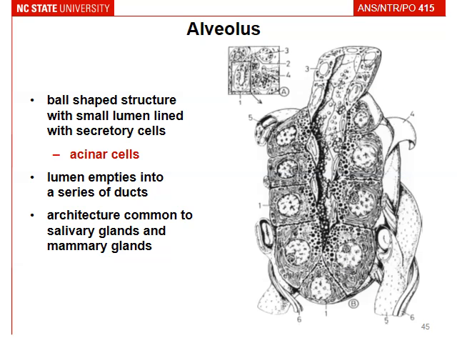So this is what the alveolus looks like. It's pretty similar to the salivary glands. We have the acinar cells here that make up the alveolus, lined with the secretory cells. They all secrete and empty into the lumen, and then the contents within the lumen are able to leave out of the ducts. And this, as I said, is very similar to salivary glands and the mammary glands.